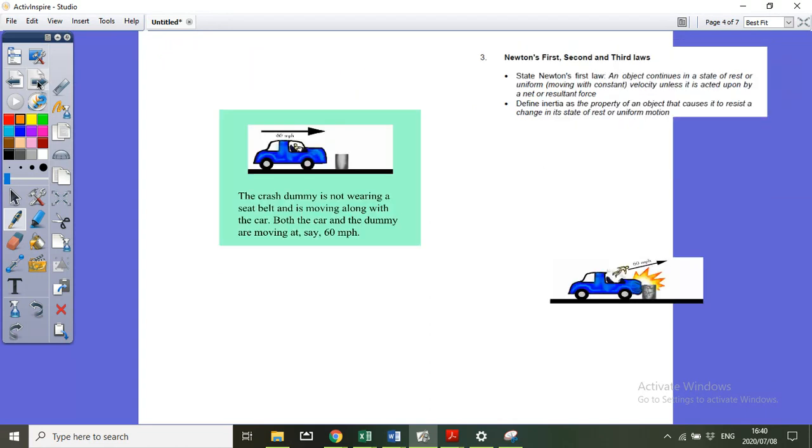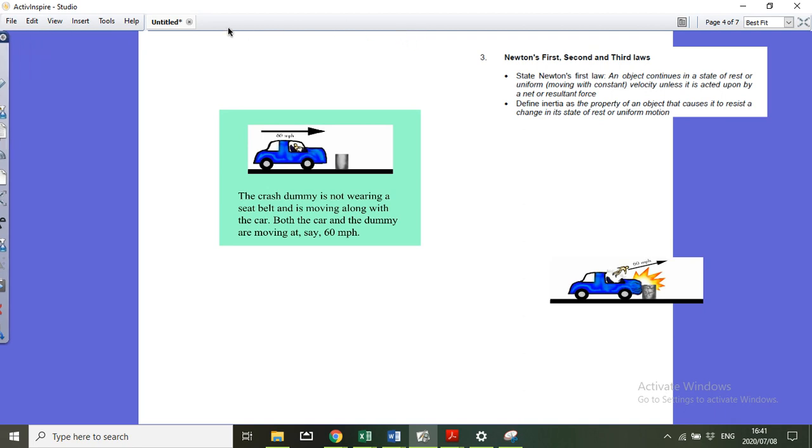Moving on. Now we have the 3 laws. The first law says an object will continue in a straight line. So that means state of rest or uniform motion. It's always in a straight line. We don't look at curved motion. In its state of rest or uniform motion, please remember that is just saying that it's a constant velocity unless there is a resultant force.